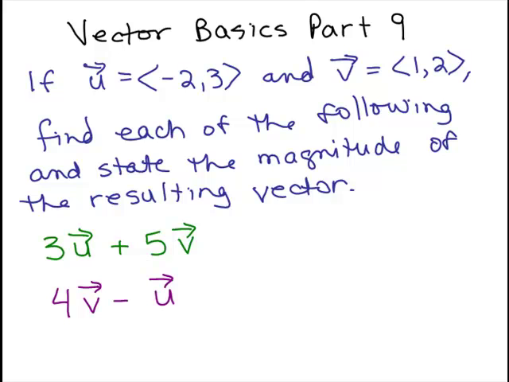This is part 9 of Vector Basics, and we're going to do this problem right here. It's really two different problems. So we're putting a couple of things together that we've learned so far. How do you write the resulting vector using the idea of scalar multiplication, etc., and then also finding the magnitude.